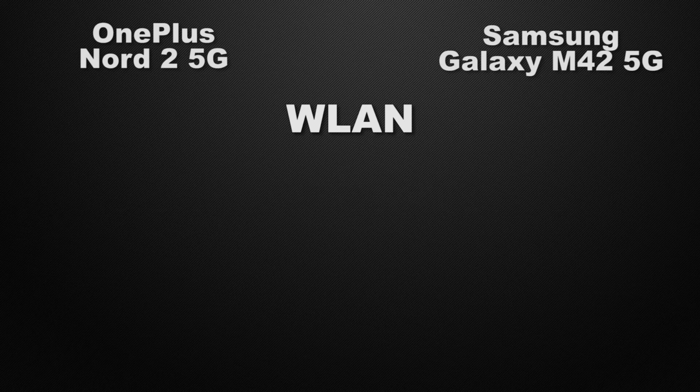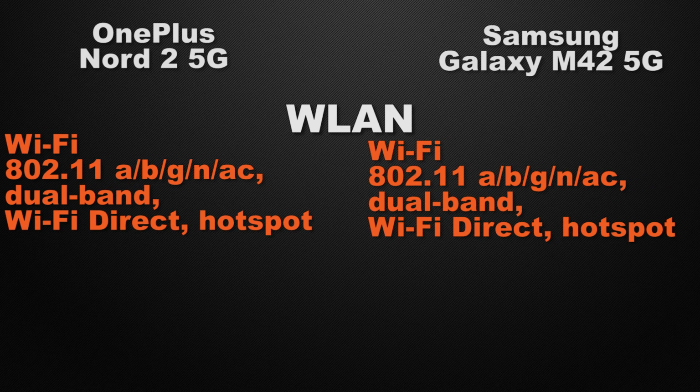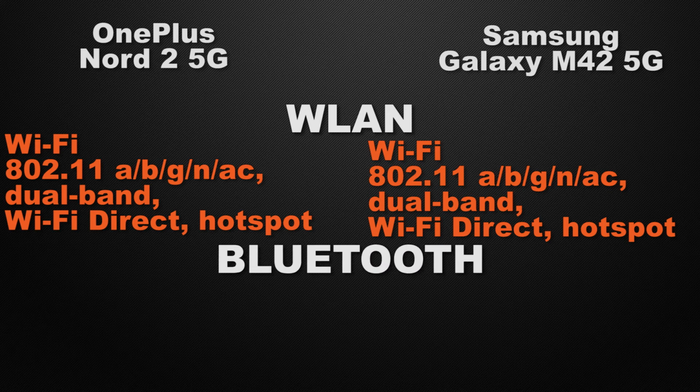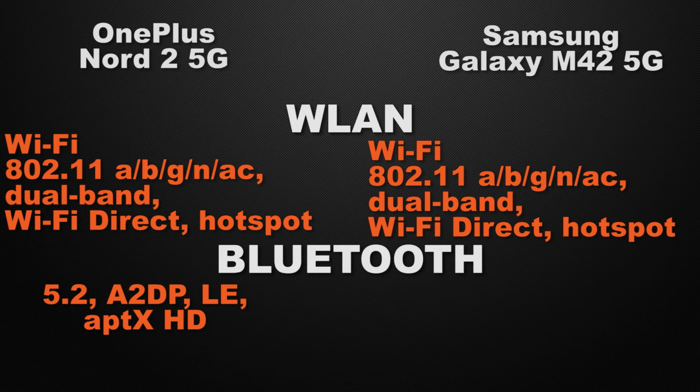Moving to the communication chips in the devices, starting with the WLAN of the devices. Both of the devices come with Wi-Fi AC, dual band Wi-Fi, Wi-Fi direct and hotspot. So it's a tie. And about the Bluetooth version of the devices, Nord 2 has Bluetooth 5.2, whereas M42 has Bluetooth 5. So the winner here is Nord 2 because it has a newer generation of Bluetooth.